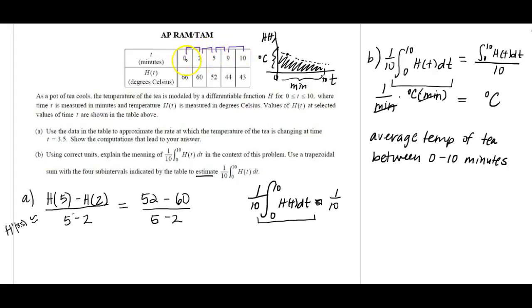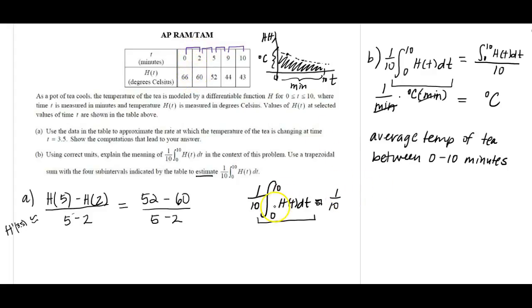So between 0 and 2 is 2 units. Between 2 and 5 is 3 units. And I can just stop right there. Once one of them is not the same consecutively, I do not have a uniform delta x. So I have to compute the area of each trapezoid separately. So I have 4 trapezoids here.